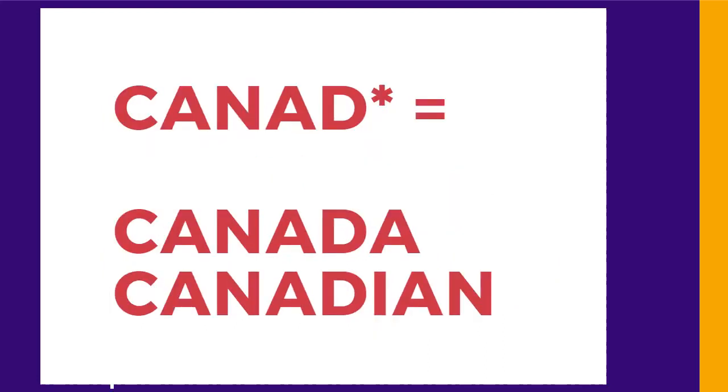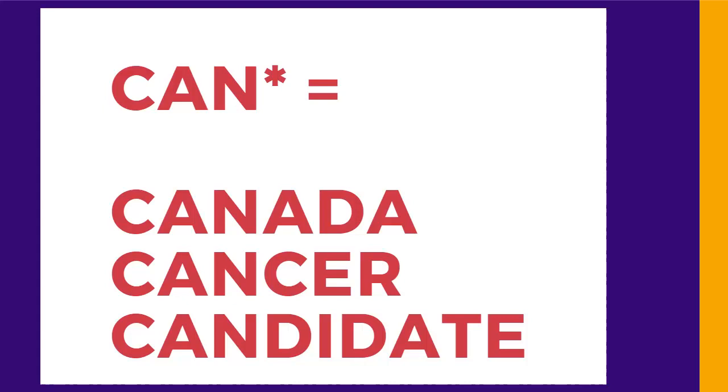You need to be careful with truncation, though. You could end up with lots of variations you don't want or expect. For example, if you're looking for Canada or Canadian, you can type in Canad asterisk and get good results. But if you type in Can asterisk, you will also find lots of sources with words like cancer, candidate, and cannabis. For truncation to work well, the root word you use needs to be distinct enough to give you useful results.